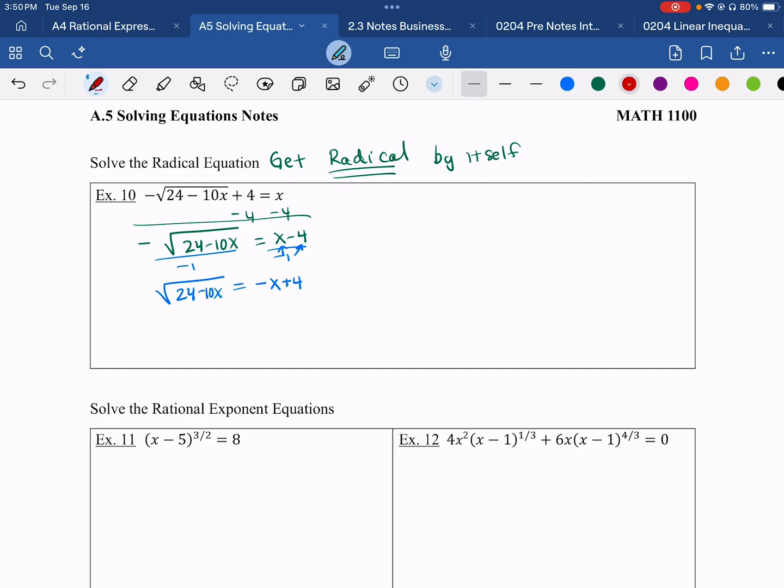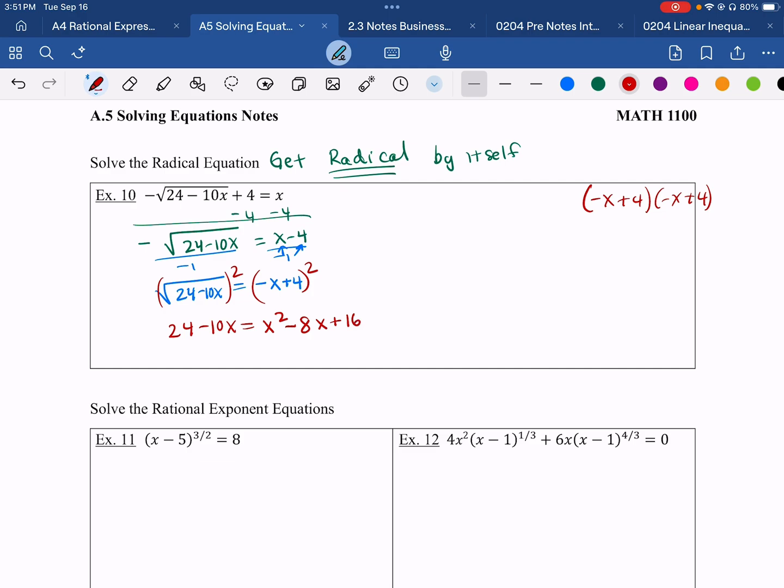To get rid of a square root, we square both sides. That gives me 24 minus 10x. This one, remember, you can do the easy thing or you can multiply it. Negative x plus 4 times negative x plus 4. Easy way, square the first one, so that's x squared. Multiply them, negative x times 4 is negative 4x, double it, negative 8x. And then 4 squared is 16.